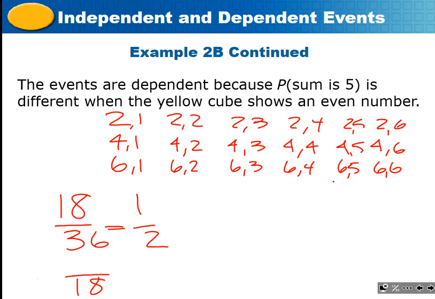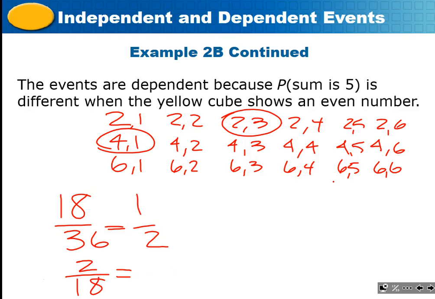So if I look at the first row up here, I see 2 and 3. That's a sum of 5. If I look at the second row, I got 4 and 1. I don't see anything in the third row. So that's only going to be 2 out of the 18. So that's 2 over 18, which reduces to 1 over 9.